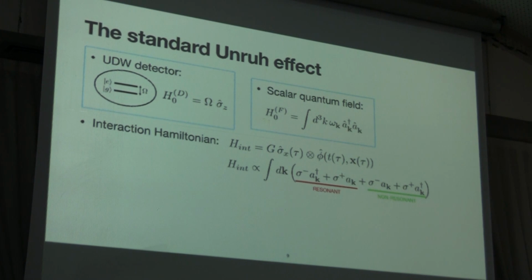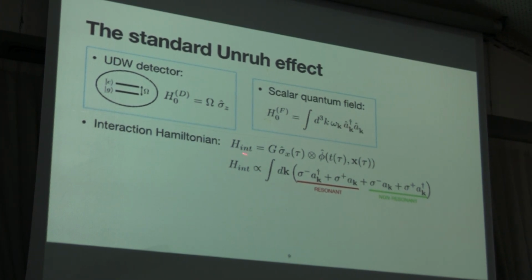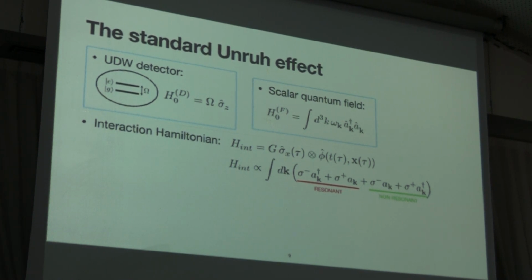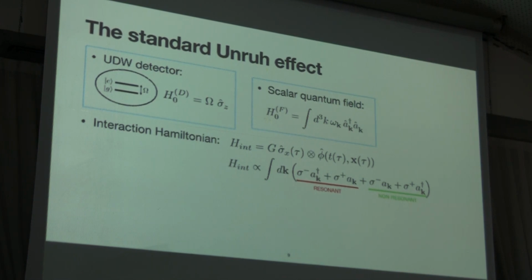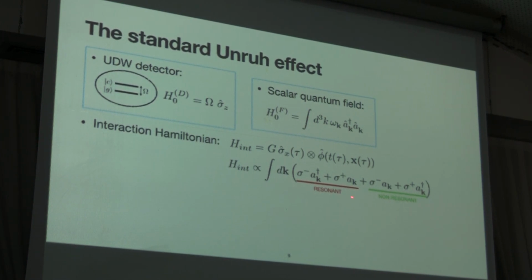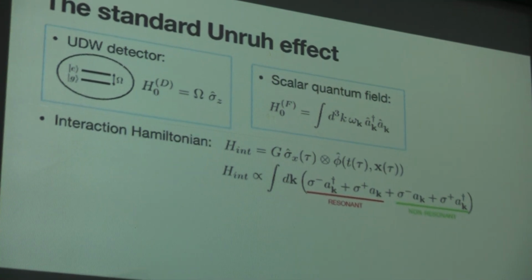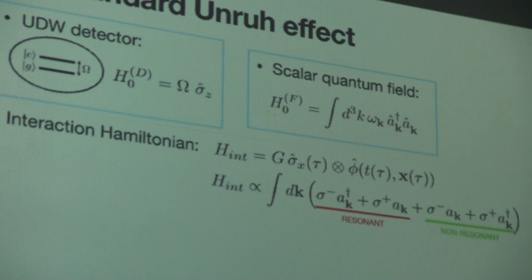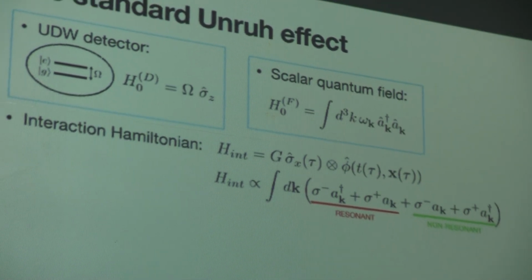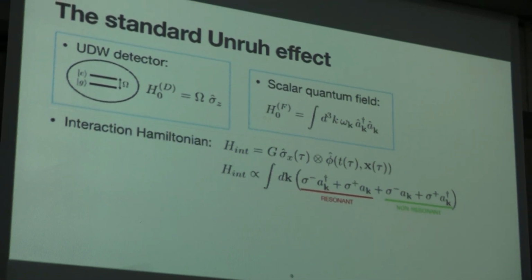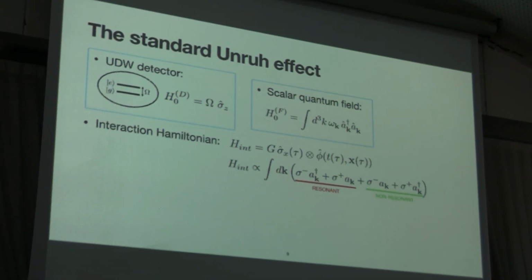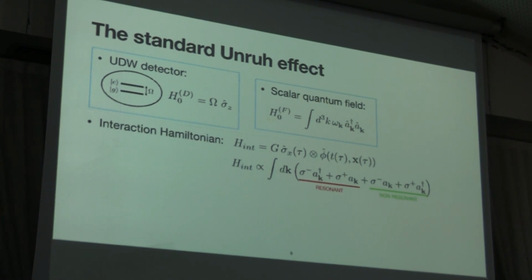So that's the trajectory. And if you look at the interaction Hamiltonian more closely, we can see that the interaction terms break up into two different categories that are talked about, the resonant terms and non-resonant terms. The resonant ones do the following. They either excite the detector while de-exciting the field, or the other way around. And the non-resonant terms either excite both of them at the same time or de-excite both of them at the same time.